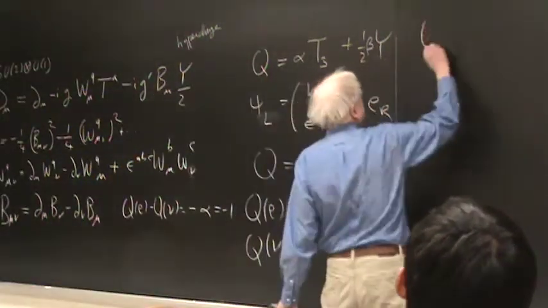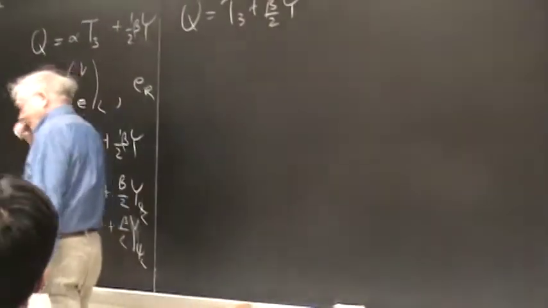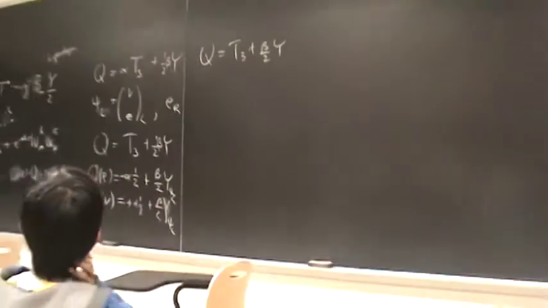All right, so we have Q is T3 plus beta over 2 Y. Well, what people do at this point is they just set beta equal to 1 and just let y be whatever it has to be in order to make the charges right. I mean, it's just a phase, right? And it's a gauge. It's fair.